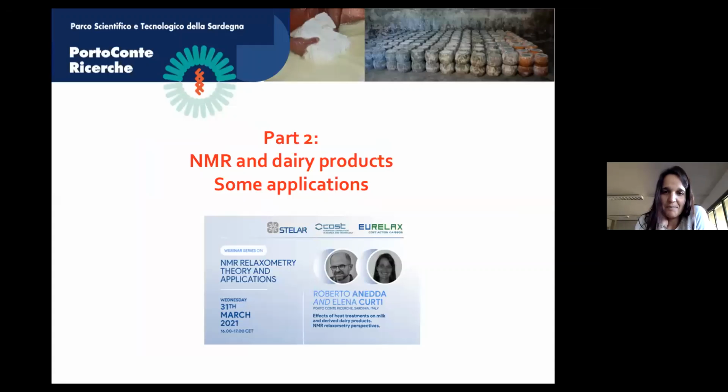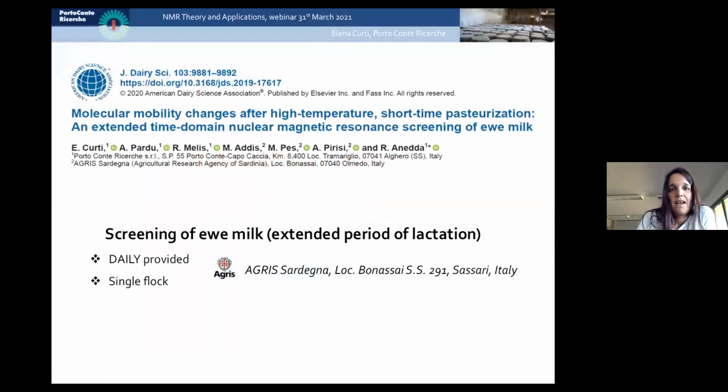So as Dr. Anedda was saying, I will show you some practical applications we carried out here on milk and cheese. The first study I would like to show you is about a very extensive screening performed on ewe milk during a very large period of lactation. It was, if I remember well, from February through June.